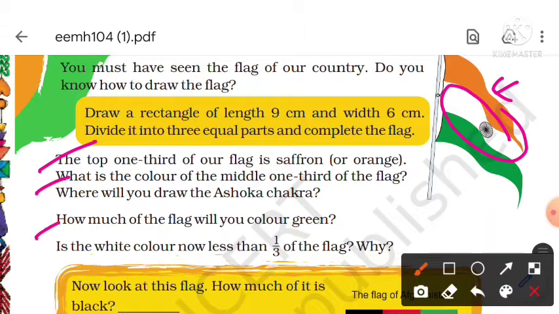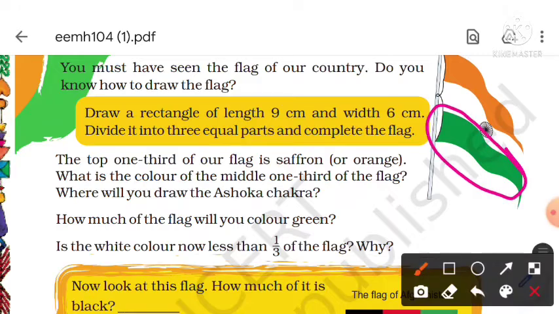Next question is, how much of the flag will you color green? 1/3 portion of the flag will be colored green. So we have to color the 1/3 portion of the Indian flag as green.